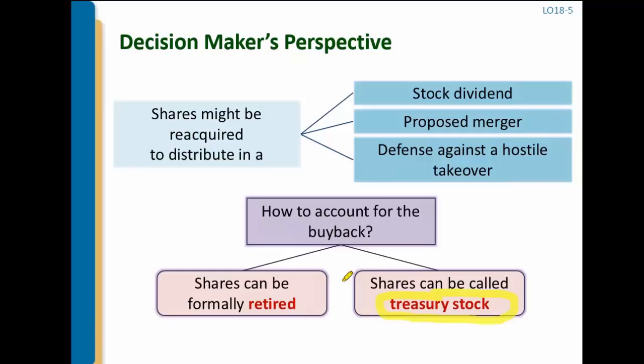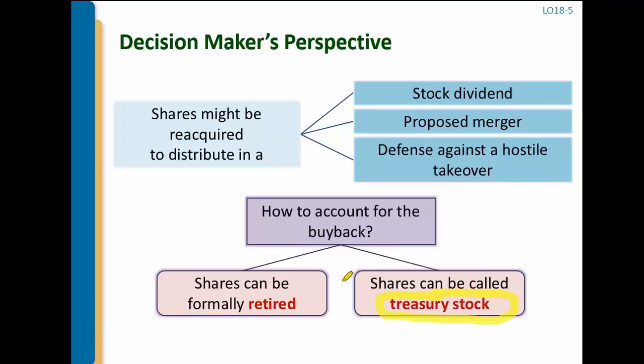If we retire the shares, we're essentially reducing the amount of issued shares and reducing additional paid-in capital, and we're done with it. When we buy back the shares as treasury stock, everything stays the same in our common stock and additional paid-in capital, but we have this offsetting account, which is a debit account that we call treasury stock.